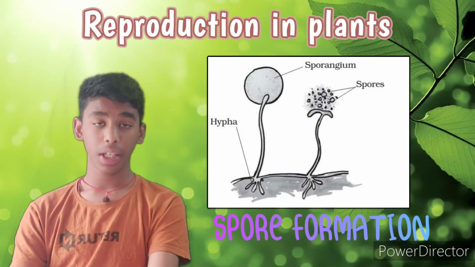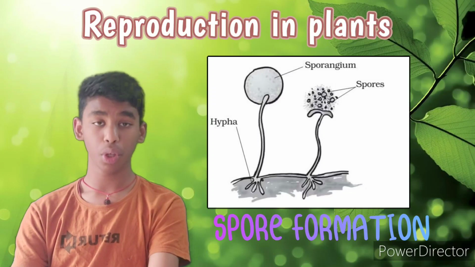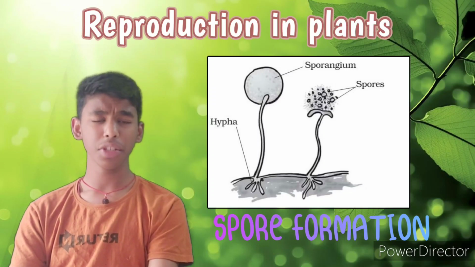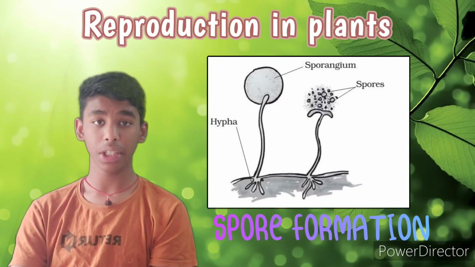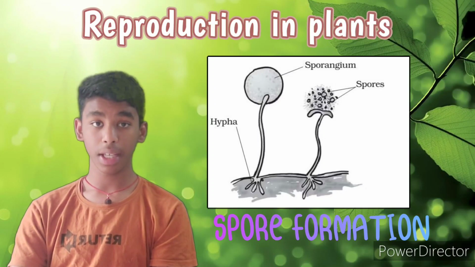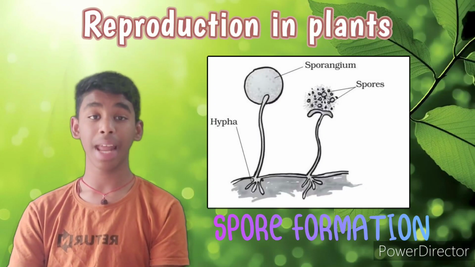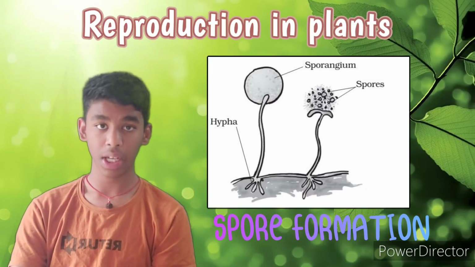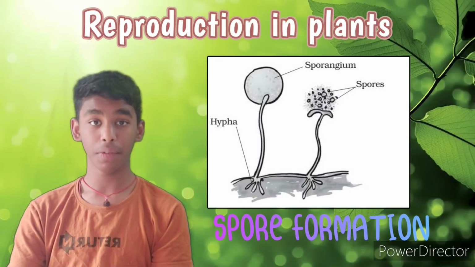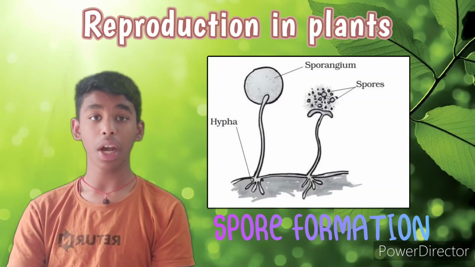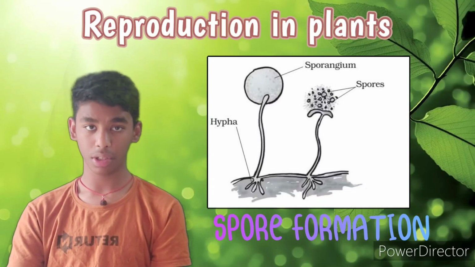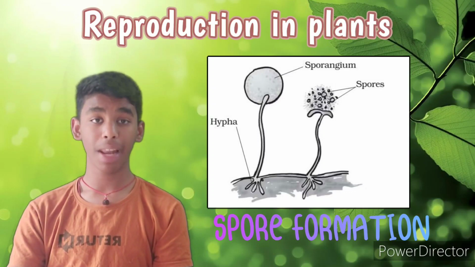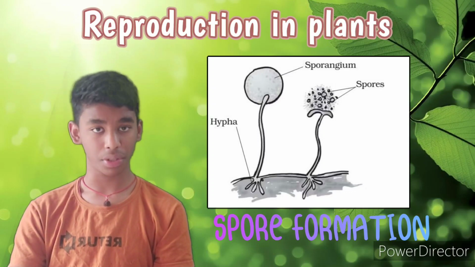The next type is spore formation. When you take a piece of bread and leave it undisturbed for a few days in the air, you can see black-gray structures. And when you leave it for a few more days, black powder-like structures appear. These black powder-like structures are the spores.